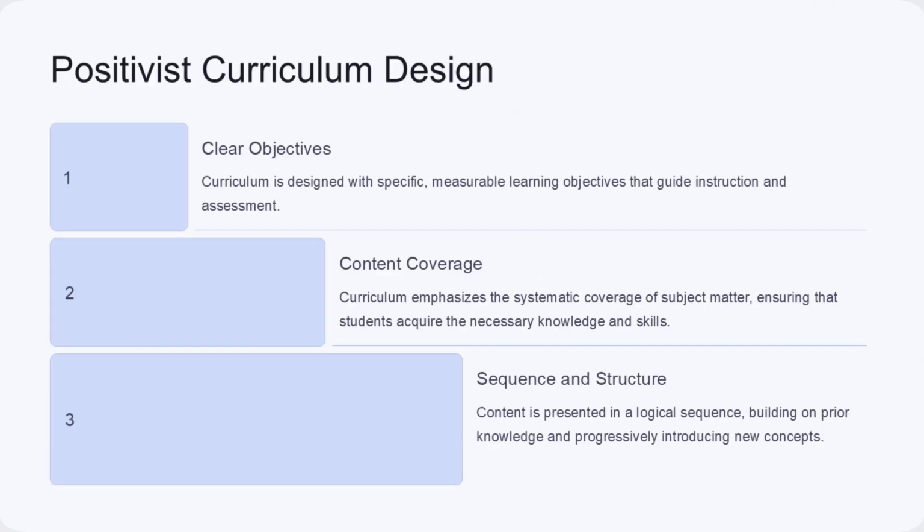The key focus of positivist curriculum design is on clear, measurable learning objectives that guide the entire instructional process. Positivist curriculum emphasizes comprehensive coverage of the subject matter, ensuring students acquire the necessary knowledge and skills. Content is structured in a logical sequence, building upon prior knowledge and progressively introducing new concepts. This systematic and structured approach helps students master the material in an organized and effective manner. The positivist perspective values objectivity, rigor, and measurability in curriculum design and implementation.